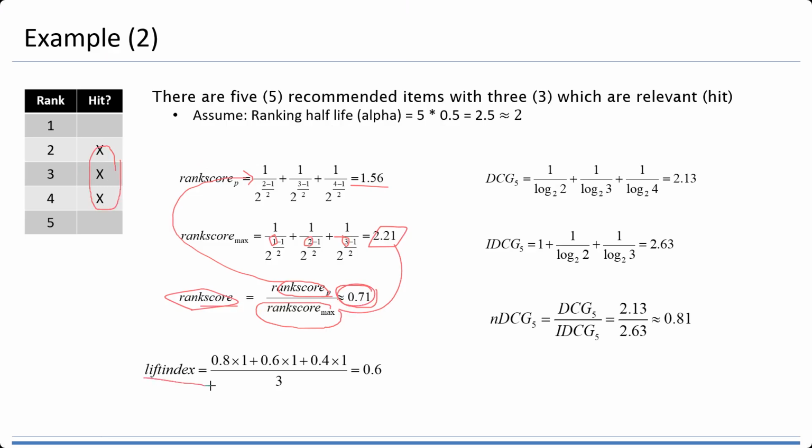What about the leaf index? Okay. When we use decile, what is decile? We want to make 10 groups, but we have only 5. Then how can we divide this? The idea is still the same. We want to make it 10.